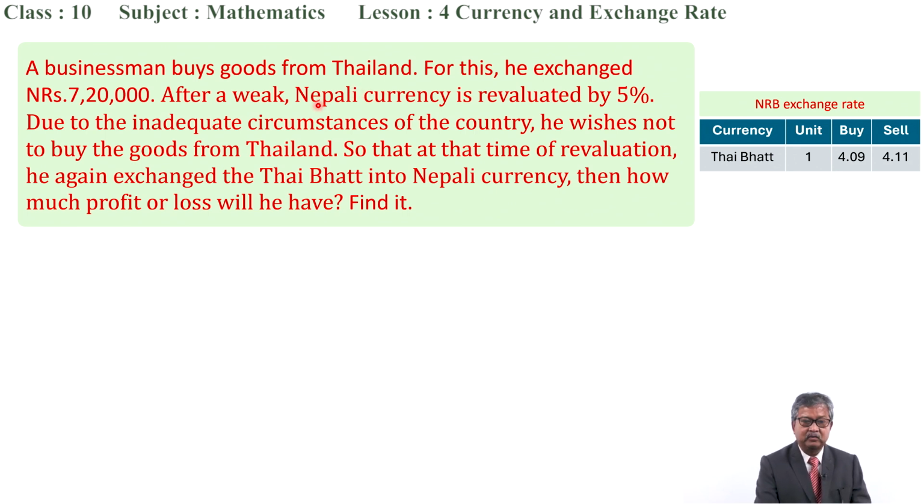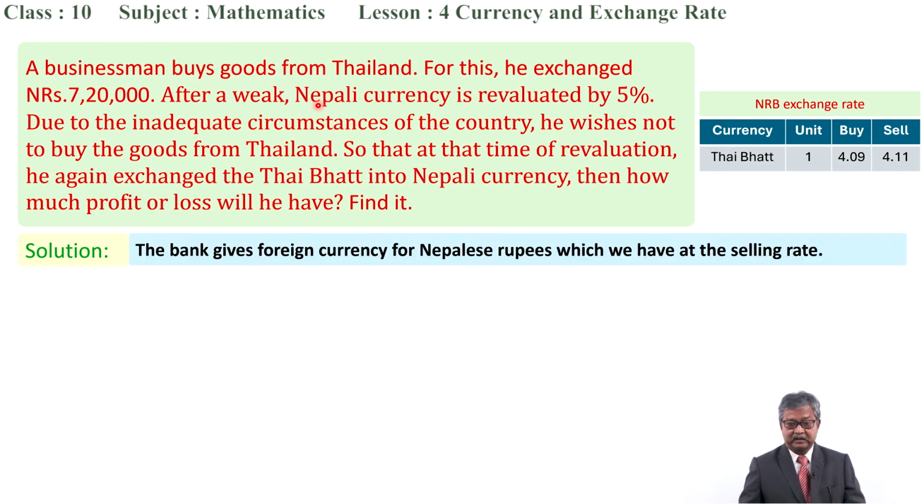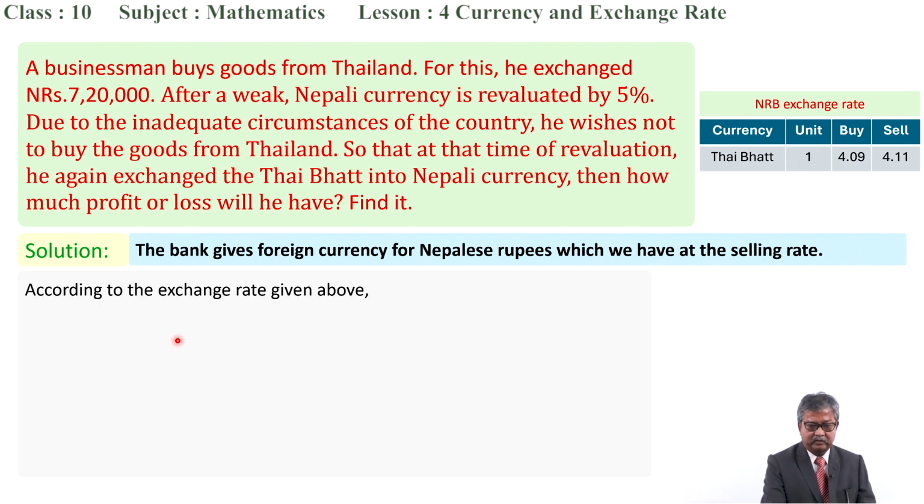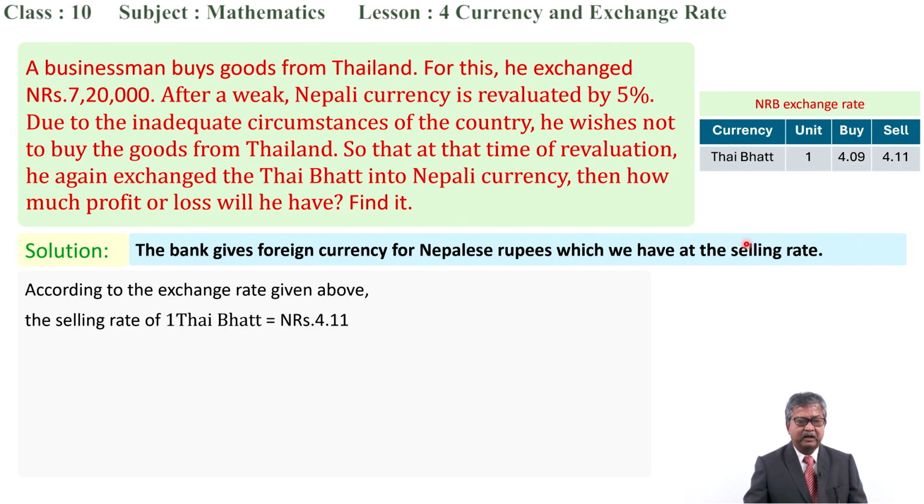So that's why the bank uses which rate? Selling rate. Okay. The bank gives foreign currency for Nepalese rupees, which we have, at the selling rate. According to the exchange rate given above, the selling rate is what? 4 rupees 11 paisa for 1 Thai baht. So 1 Thai baht is equal to 4 rupees 11 paisa Nepali.